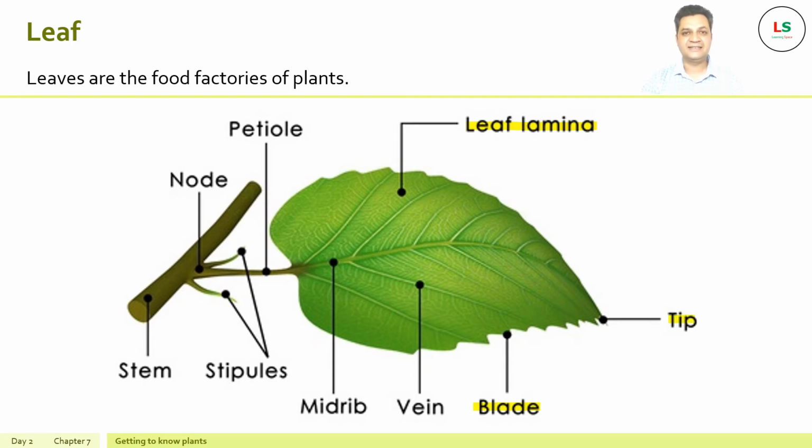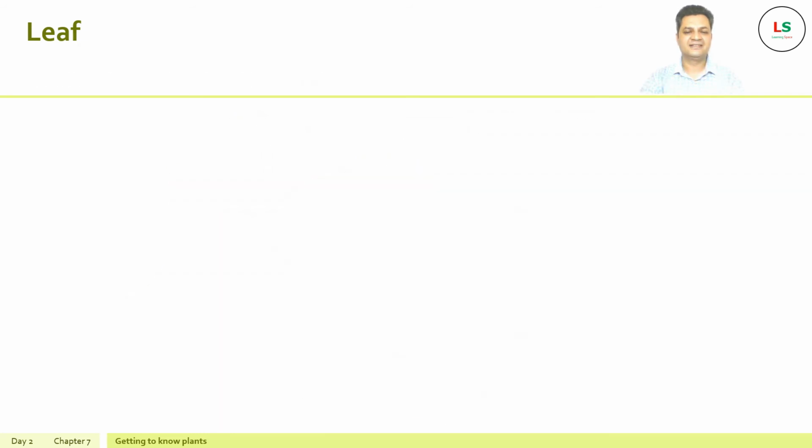Now if we trace this leaf on a white paper, we get a pattern, and that pattern is called leaf venation. It is because of the veins. These veins get connected to a thick vein in the middle of the leaf called midrib. The leaf lamina is connected to the stem with the help of petiole, and this arises from a point called node on the stem. It has stipules as well.